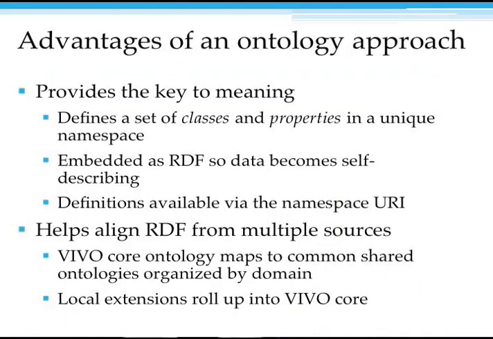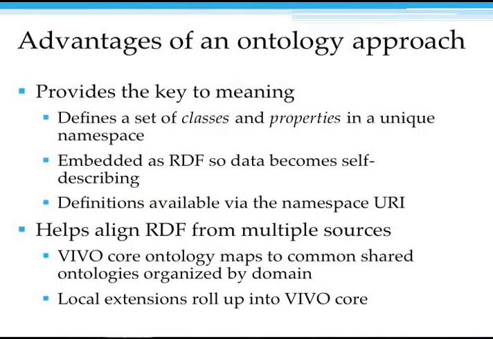So what are the advantages of using this ontology approach? It provides a key to the meaning of these objects, defined sets of classes and properties in a unique namespace. We're getting a little geeky here. It's embedded as RDF, so if you expose all of this data, it's really a self-describing set of information. Using the ontology lets you align RDF from multiple sources, so multiple institutions, you can draw information from outside. It also internally allows us to align the information as we draw from different databases within the institution by mapping them to this common ontology.